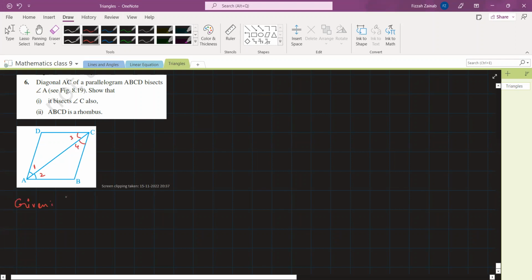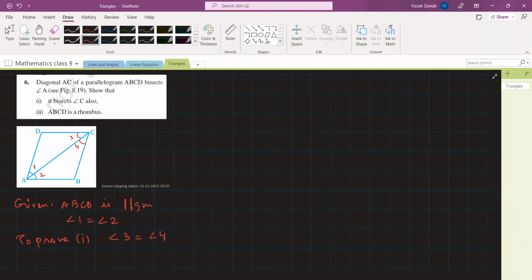ABCD is a parallelogram. Important thing. Okay, ABCD is a parallelogram. So this is given. You can write it completely; in short, I just write like this. Please don't write like me. And also given that angle 1 is equal to angle 2. Now you have to prove. So first part, you have to prove that angle 3 is equal to angle 4, correct? Second part, it's a rhombus, so that later on we will see. Let's do this one.